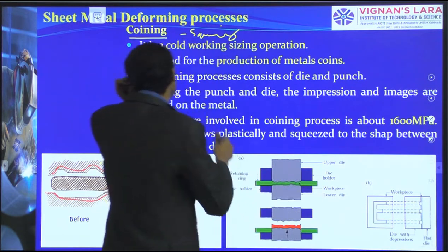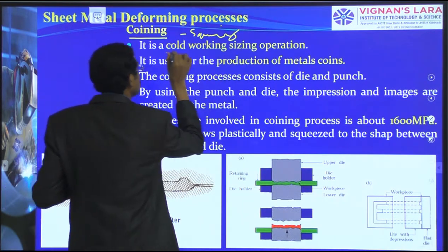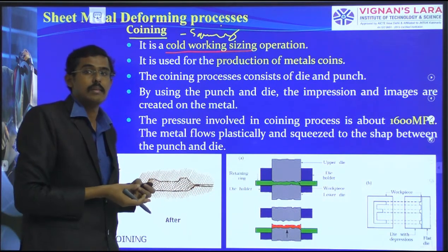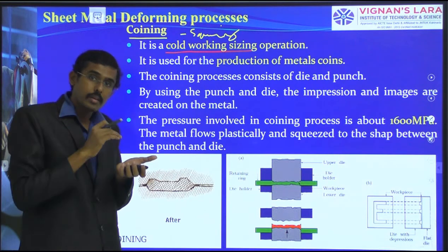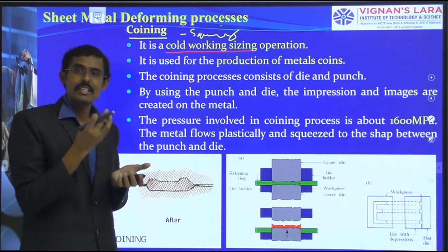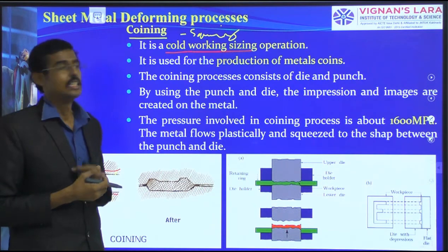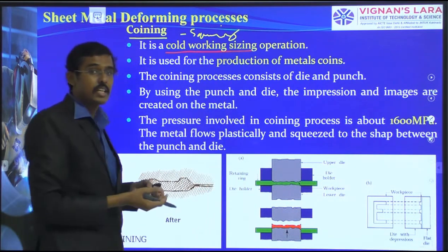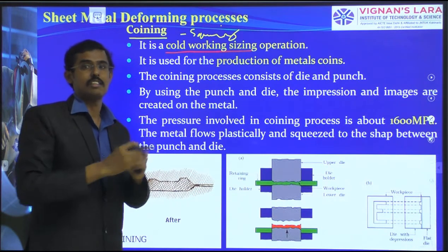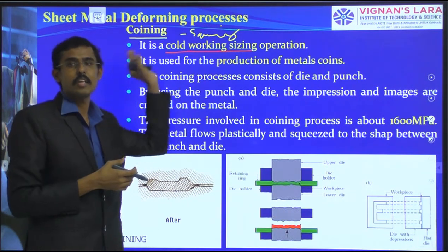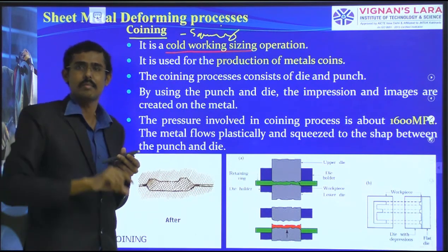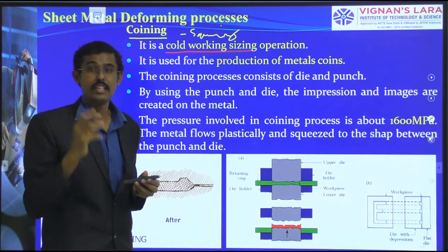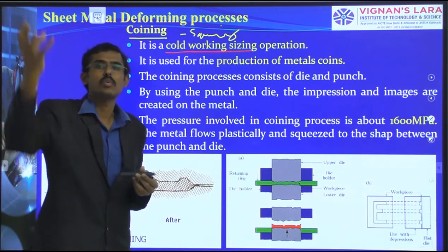For such cases, it is a cold working sizing operation. Even though punching is done, some extra force is needed, because we are going to impress some designs on the object. Therefore, it is a cold working sizing operation which needs more force. But even though more force is given, it is in the cold condition itself, not hot, because the sheet metal thickness is less than 6 mm. We can do it in the cold working condition itself. That is why we are not moving towards hot working.